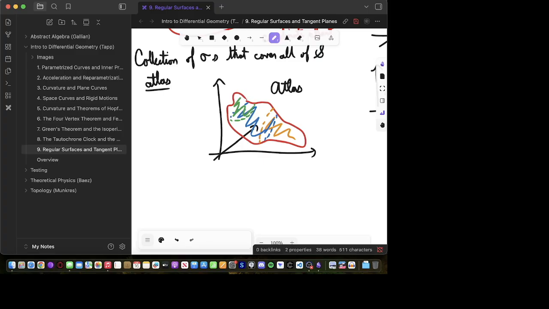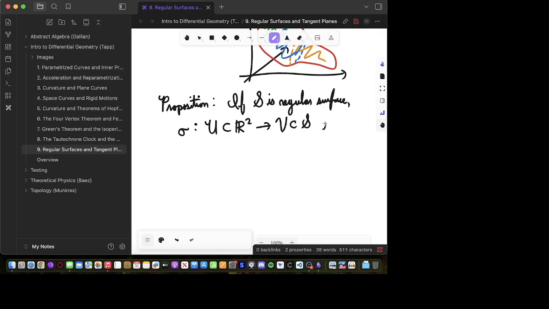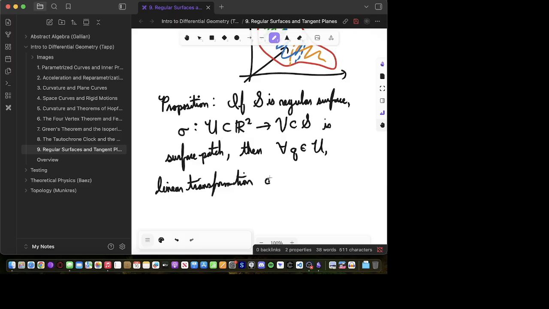So let's move on to a proposition. If S is a regular surface and sigma from U in R2 to V in S is a surface patch, then for all Q in U, the linear transformation, which we call d sigma Q, from R2 to R3 has rank 2.